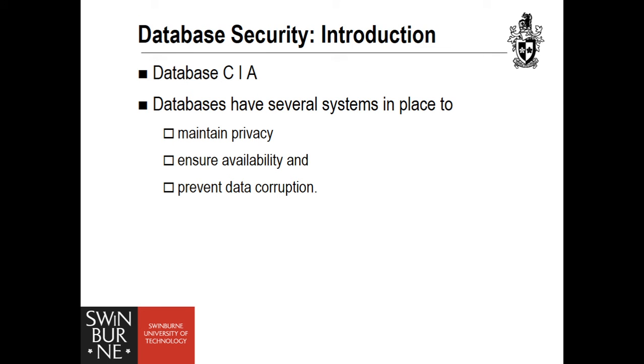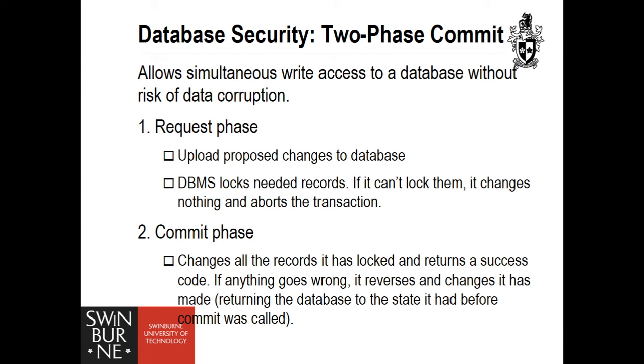Database CIA. Databases have several systems in place to maintain privacy, ensure availability, and prevent data corruption. Two-phase commit is a best practice if you add or edit the databases. It allows simultaneous write access to a database without risk of data corruption. First, we need the request phase, then the commit phase.